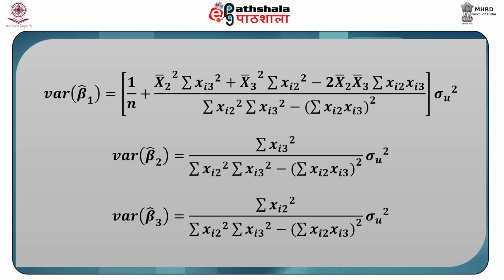Similarly, the variance of beta 2 hat is equal to sigma xi3 square divided by (sigma xi2 square into sigma xi3 square minus (sigma xi2 xi3) whole square), into sigma mu square. The variance of beta 3 hat, similarly, is equal to sigma xi2 square divided by (sigma xi2 square into sigma xi3 square minus (sigma xi2 xi3) whole square), and this multiplied by sigma mu square.